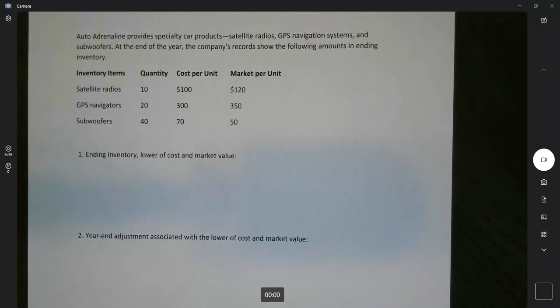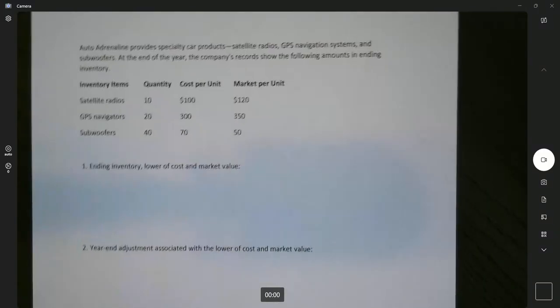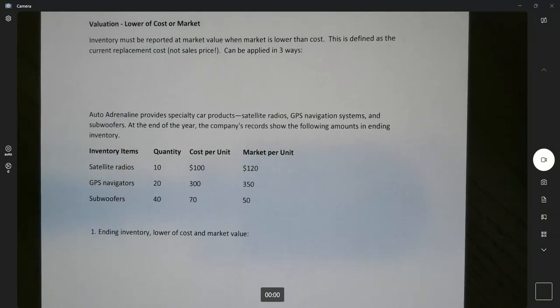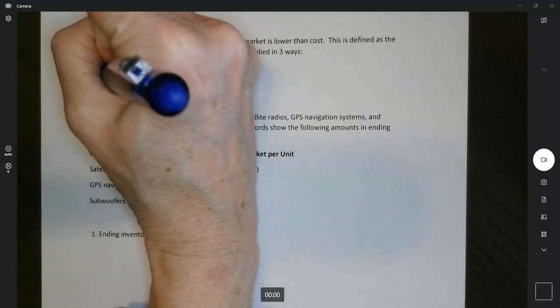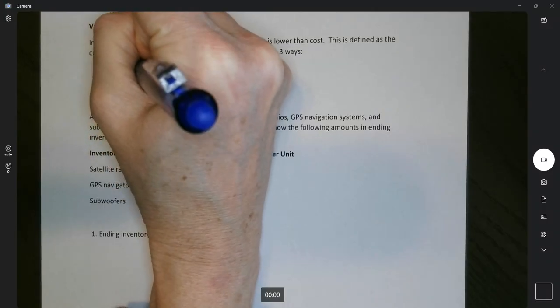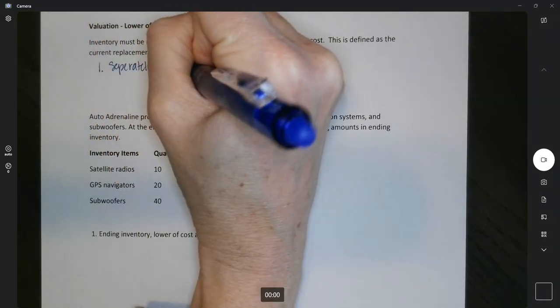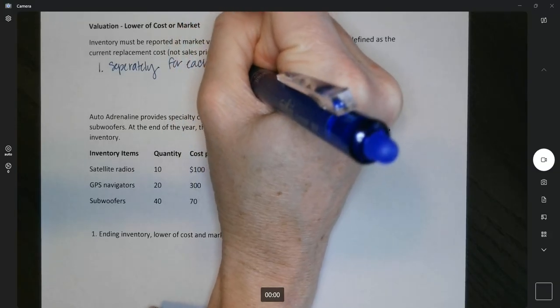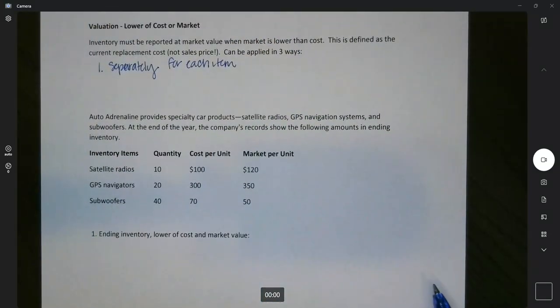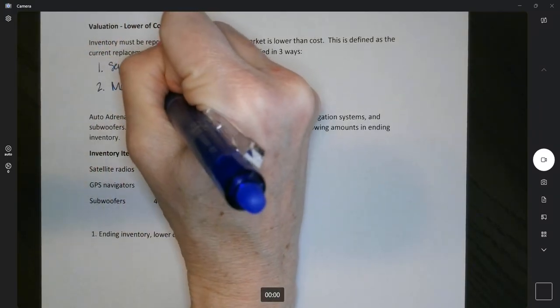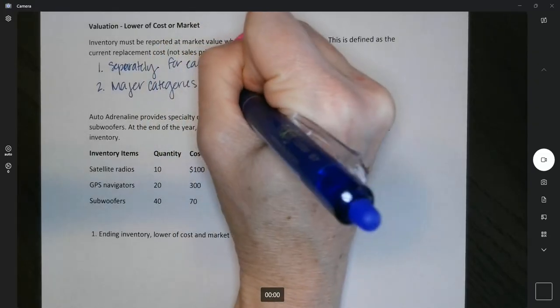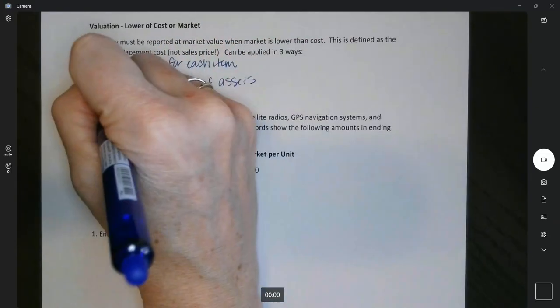Turning the page. Finally, we have lower of cost and market. Inventory needs to be reported at market value when the market value is lower than the cost. This is defined as a current replacement cost and not a sales price. So it can be applied in 3 separate ways. One, separately for each item. Two, to major categories of assets. Or 3, to whole inventory.